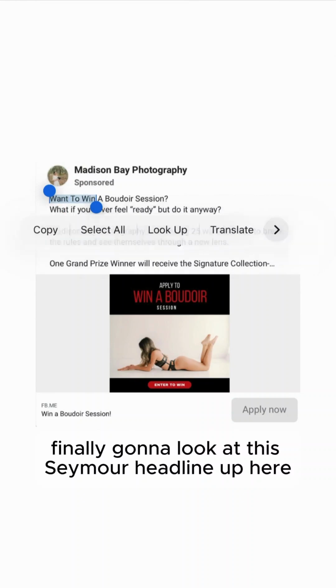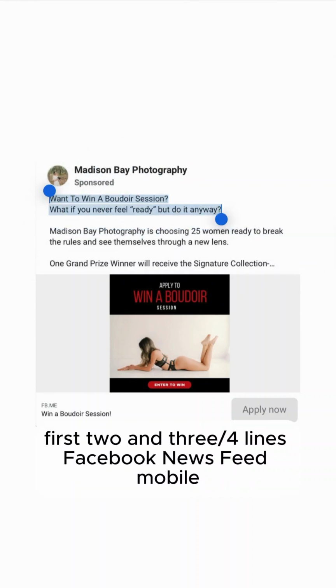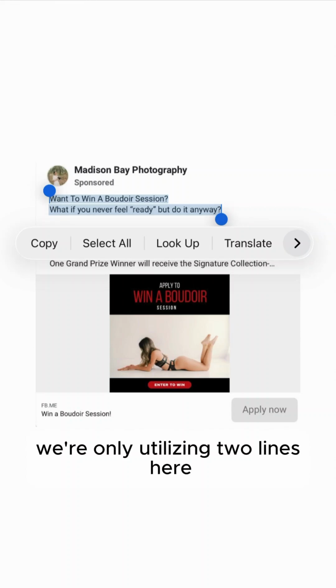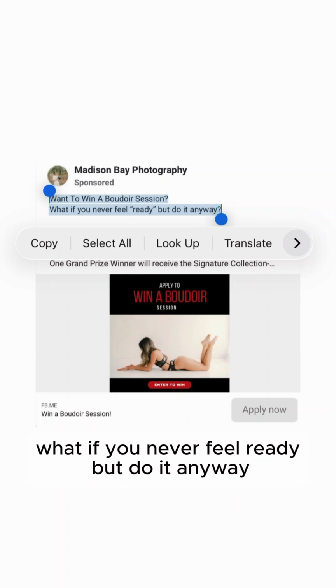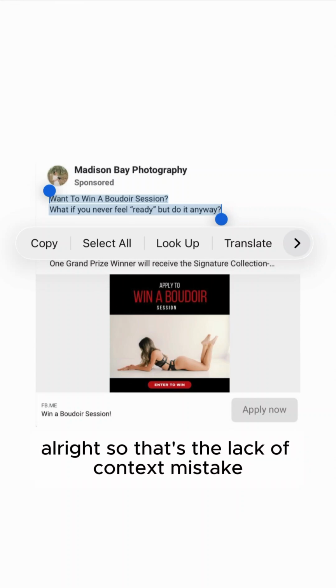Finally, going to look at this See More headline up here. First 2 3/4 lines Facebook newsfeed mobile. We're only utilizing 2 lines here. Want to win a Boudoir session? What if you never feel ready but do it anyway? All right, so that's the lack of context mistake.